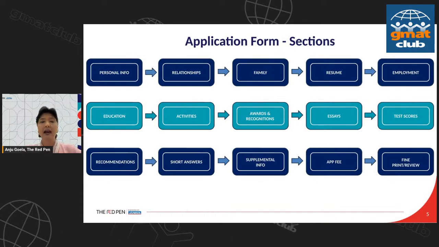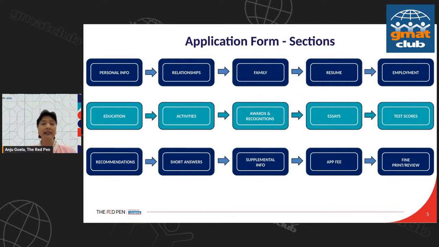Quickly, these are the different sections that application forms have. We've already discussed all of them. I'm just going to highlight one section, that is relationships. Would anyone know what relationships refer to in an application form? I'm just going to wait for 5 seconds if somebody wants to take a stab at it.